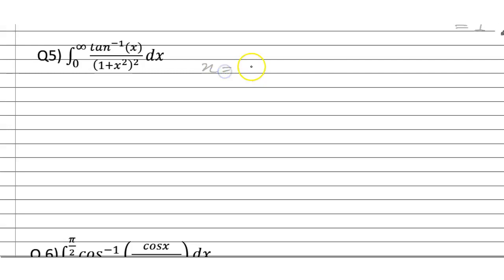x is equal to tan alpha. So it can be written this way: 0 to infinity alpha divided by 1 plus tan square alpha d alpha, as dx is equal to sec square alpha d alpha. So it can be written 1 plus tan square alpha d alpha.